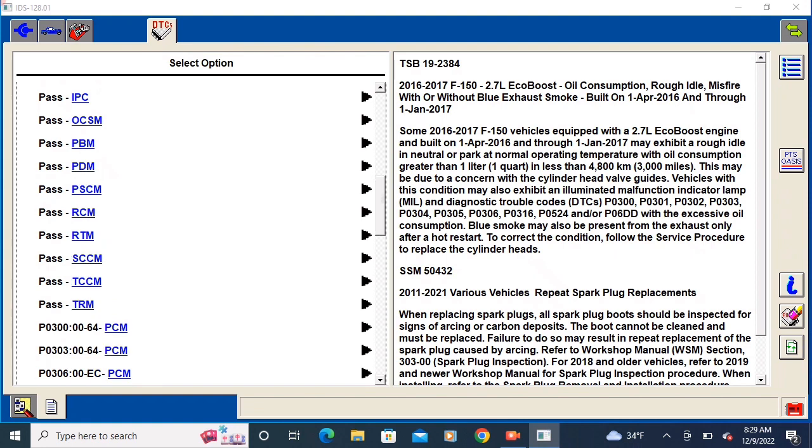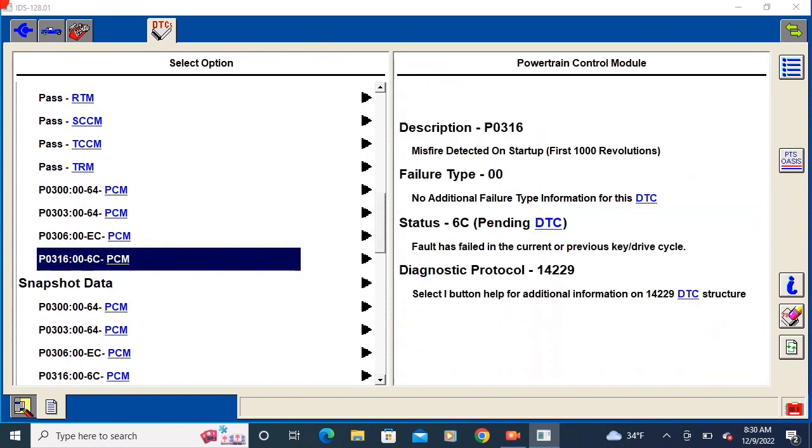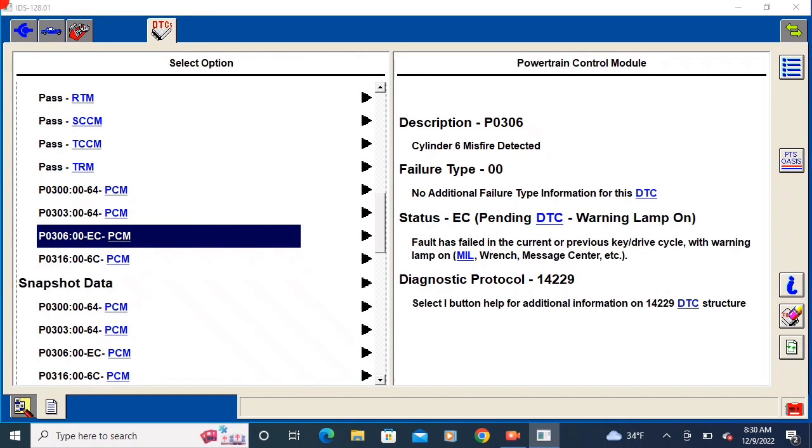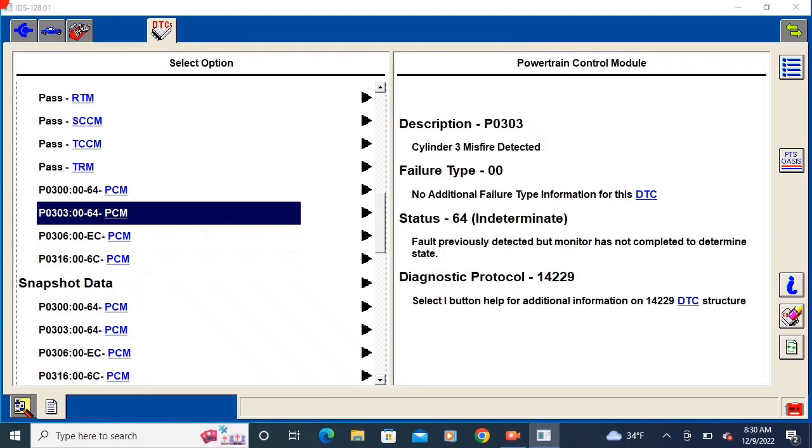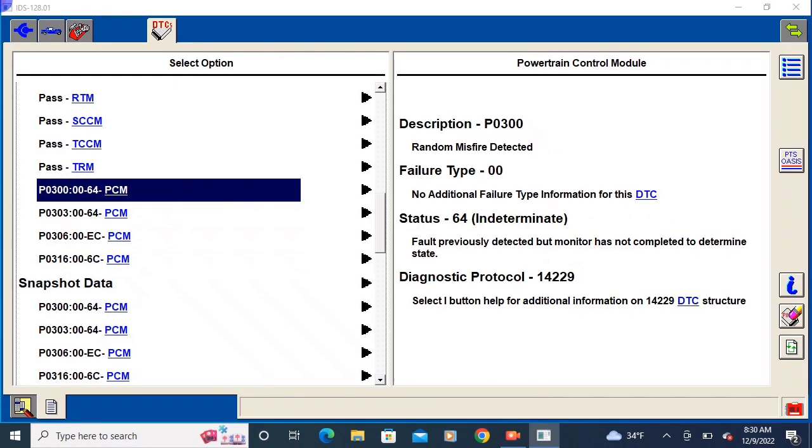A few moments later. In the PCM we have a P0316 misfire detected on startup, a P0306 cylinder 6 misfire code, a P0303 cylinder 3 misfire, and a P0300 random misfire detected code.